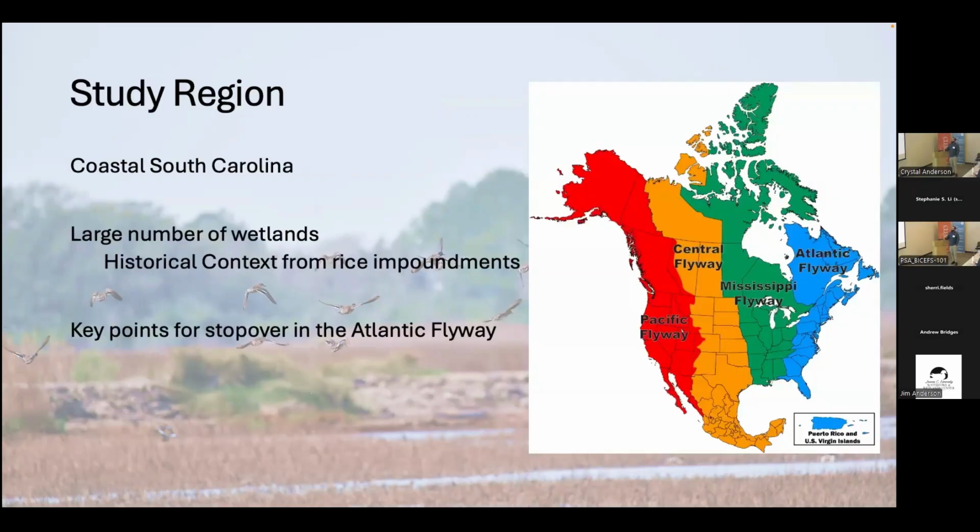So as you've seen before, we have our map of the flyways of the United States. We have the Atlantic flyway, South Carolina, lots of coastal wetlands. Birds migrate through here, so even if they're just stopping for a little bit, they're stopping in all these different ponds that we're working with.